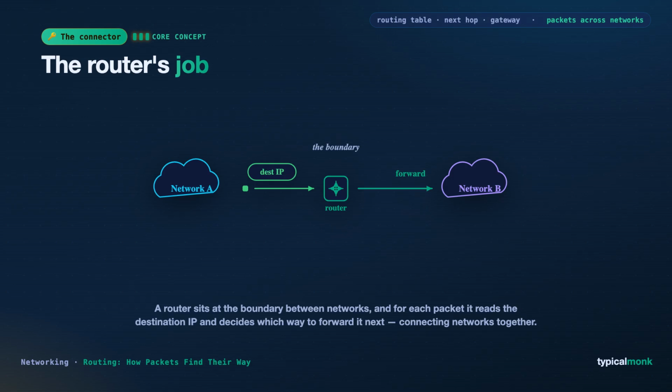So the takeaway: a router connects different networks and sits at the boundary between them. For every packet, it reads the destination IP and decides which direction to forward it next, while it need only know the next step toward the destination, not the whole path. Which is what lets routing scale to the entire internet.